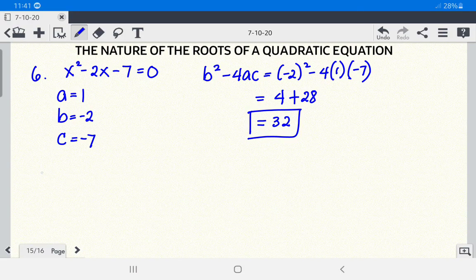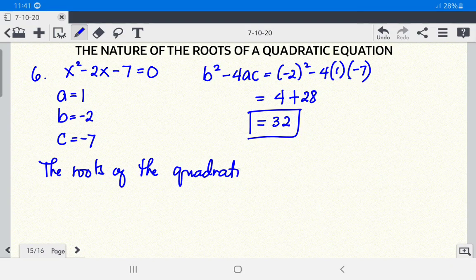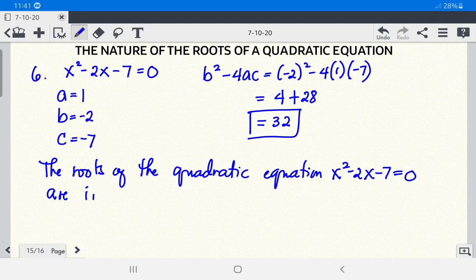So here, we can say that the roots of the quadratic equation x squared minus 2x minus 7 equals 0 are irrational numbers and are not equal.